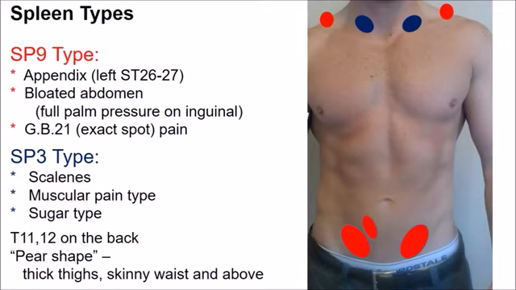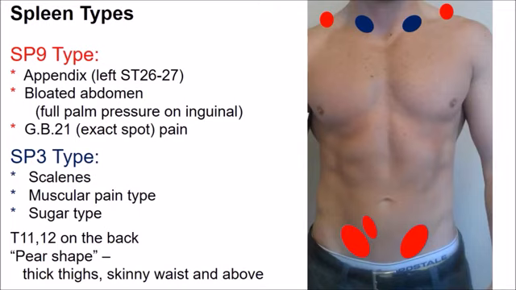A typical spleen type is pear-shaped. They have large buttocks and thighs and much thinner at the waist and above. The guy in this picture is clearly not a spleen type by this measure. We have two main spleen types.